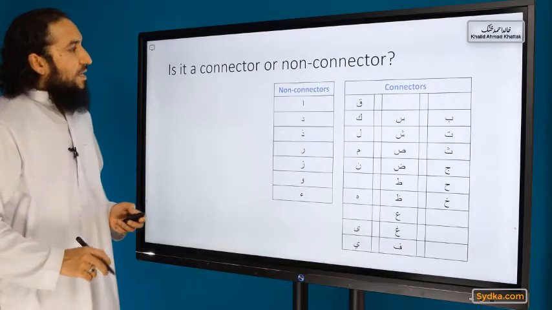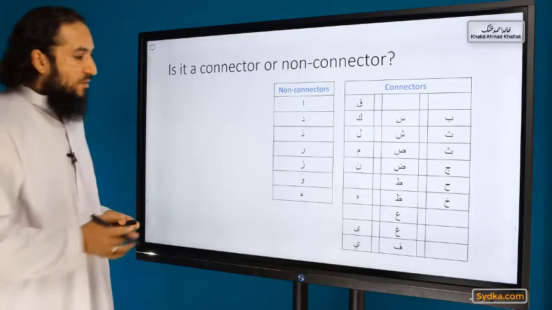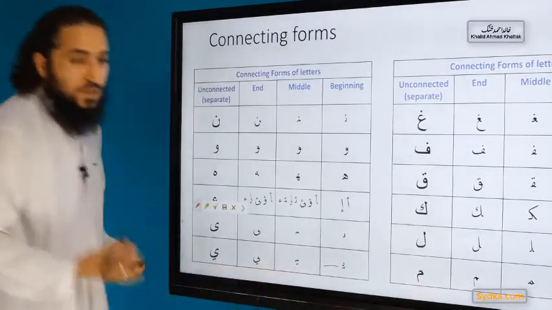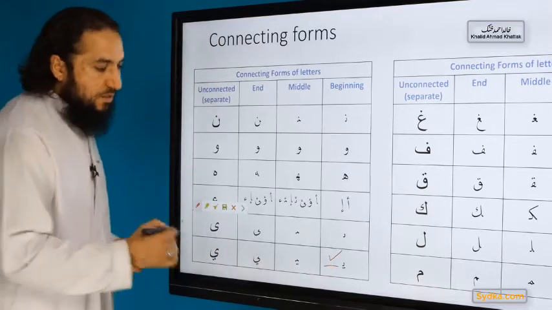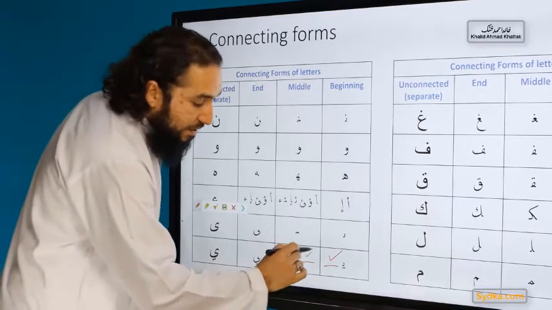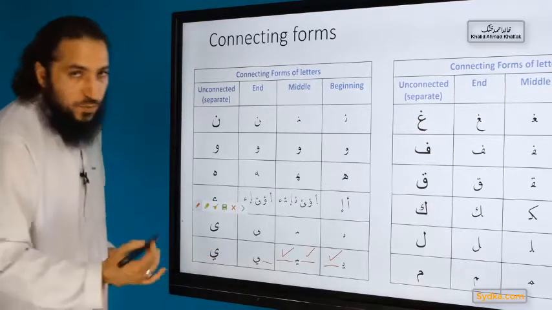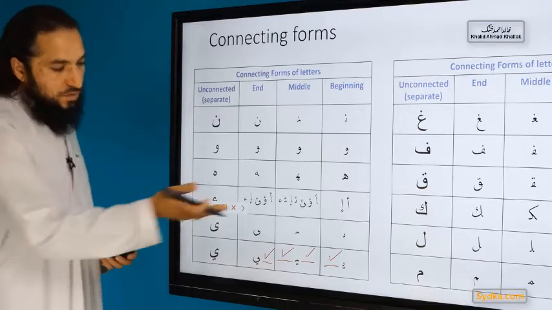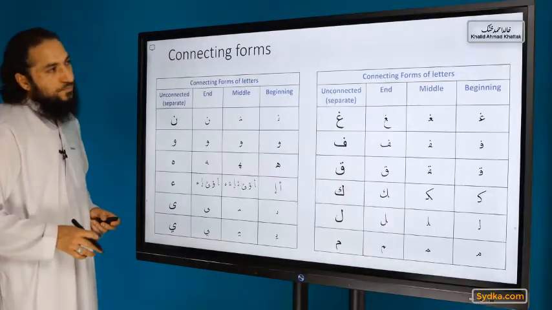Next one. Is it a connector or non-connector? It is one of the connectors, because if you see its connecting forms, if it comes in the beginning of a word, you can connect other letters after it. If it comes in the middle of a word, other letters can be connected before or after it. And if it comes at the end of a word, you can connect other letters before it. That's the property of a connector. Hence it is a connector.